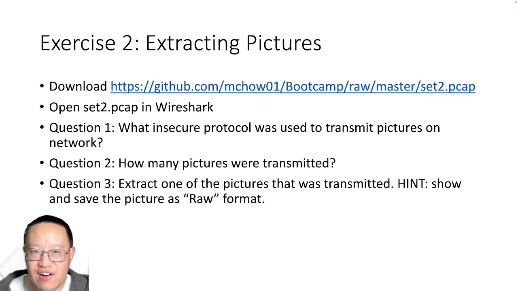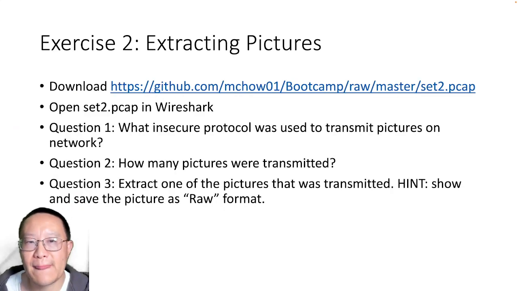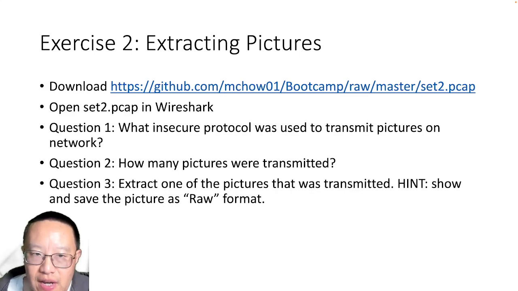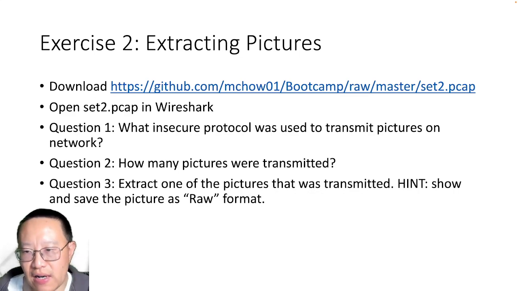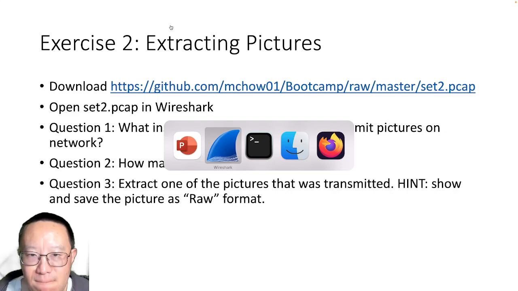All right, let's do the second exercise. This time we're going to use extracting pictures, Set2.pcap. The questions are: what insecure protocol was used to transmit pictures on the network, how many pictures were transmitted, and extract one of the pictures that was transmitted. The hint is, and I said this before, show and save the picture as raw format. Okay.